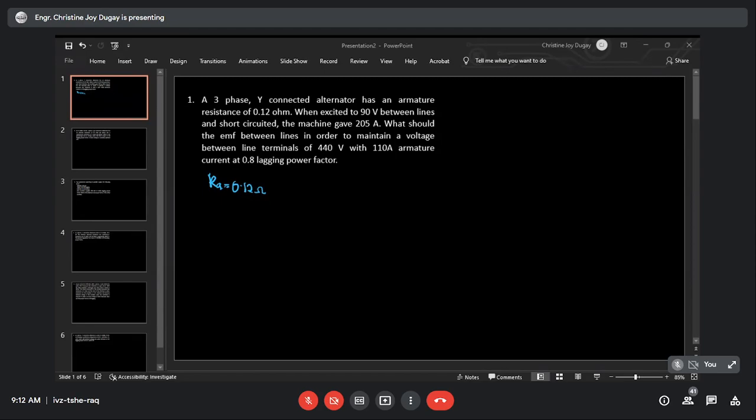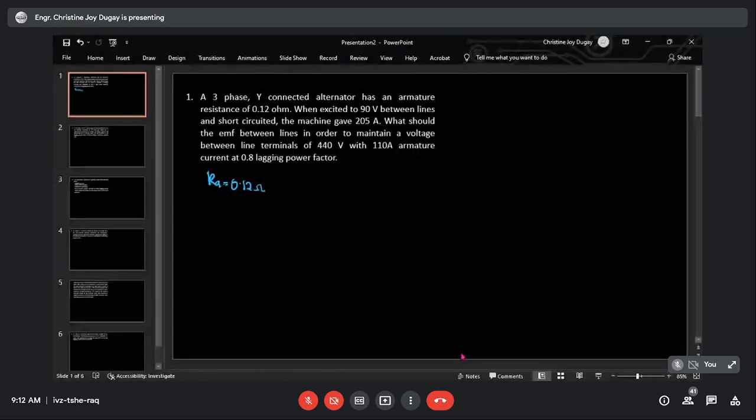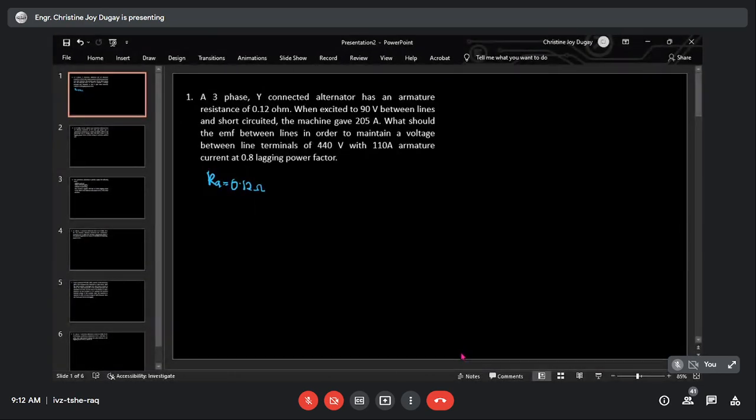Next. So we have RA. What else do we need? We need the value of XS, ma'am. ZS, or the synchronous impedance. How are we going to solve the synchronous impedance? We will use the open circuit value and short circuit value, ma'am. Yes, so that is equal to our ZS. That is equal to the short-circuited value, which is 90 volts. But here it is between lines, it says. So what should we do?